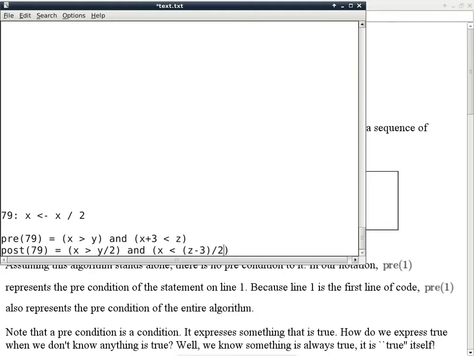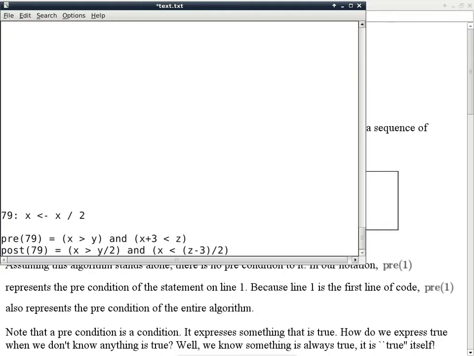Wait, so those statements have to be true? Yes. Because if x equals negative 3 and y equals negative 4, negative 3 is greater than negative 4, but if you divide it by 2, it's negative 2. But the second line is post 79, which means at that point x would have half the value of what it used to be. Okay.